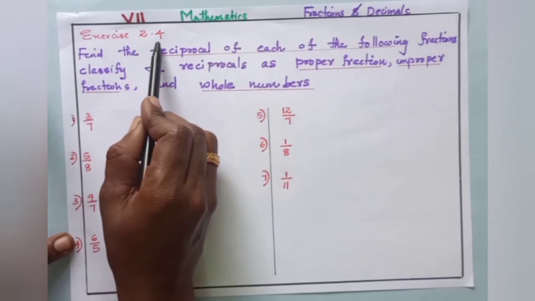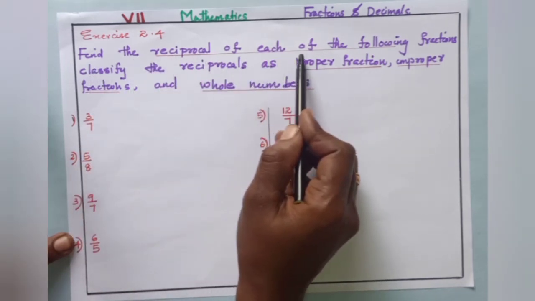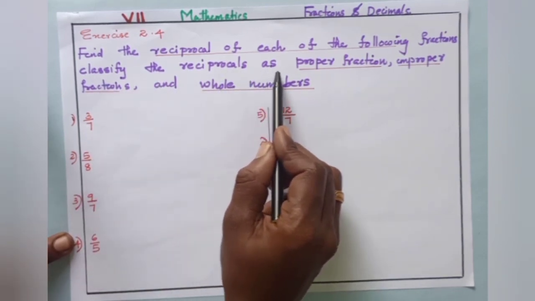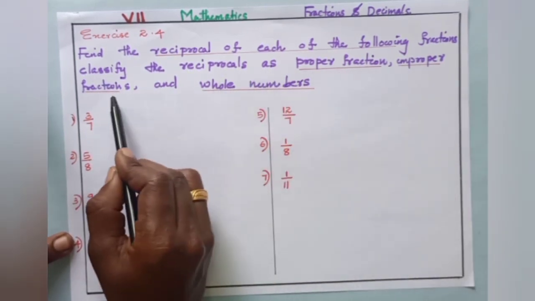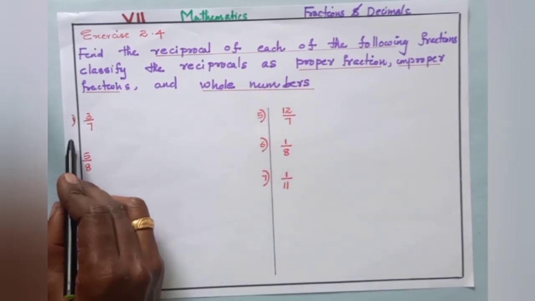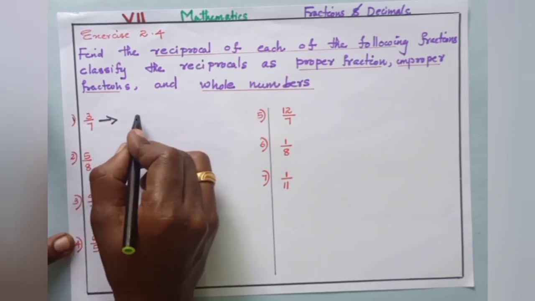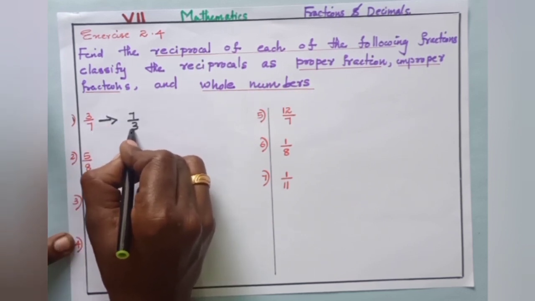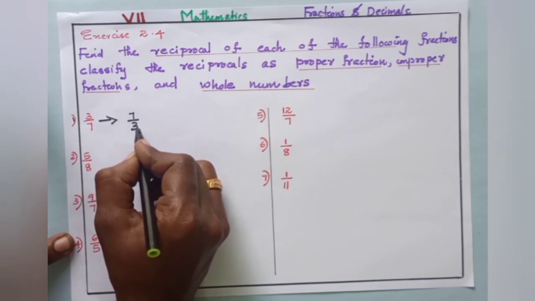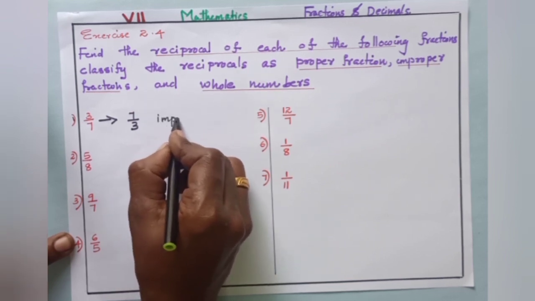Next, exercise 2.4 questions. Find the reciprocal of each of the following fractions. Classify the reciprocal as proper fraction, improper fraction and whole number. First question is 3 by 7. Reciprocal of 3 by 7 is 7 by 3. Here the numerator is greater than the denominator. Which type of fraction? Yes, improper fraction.